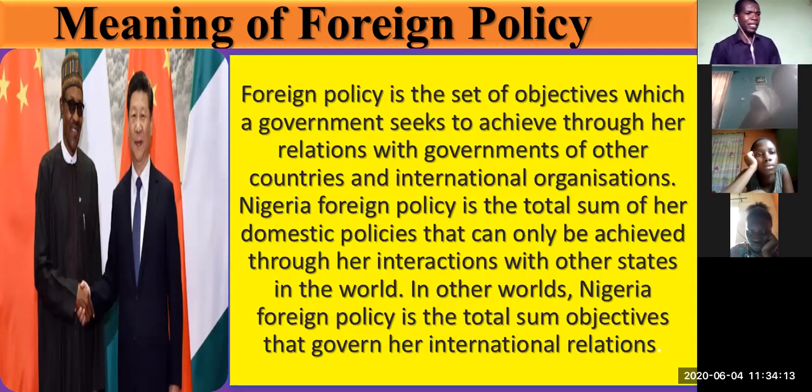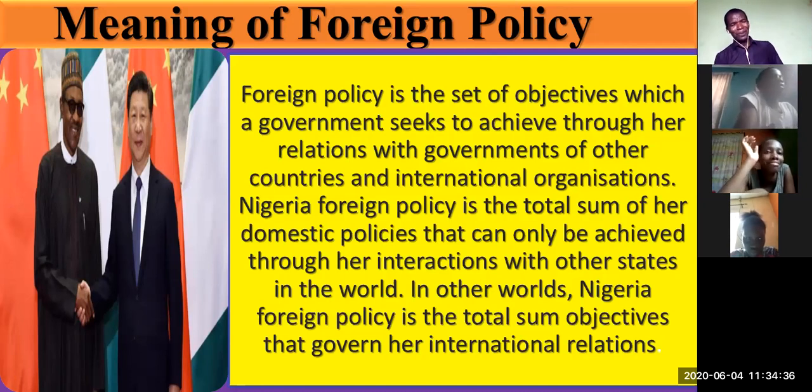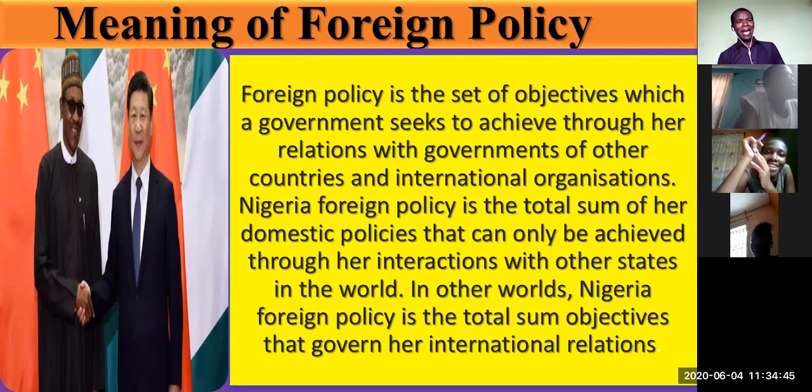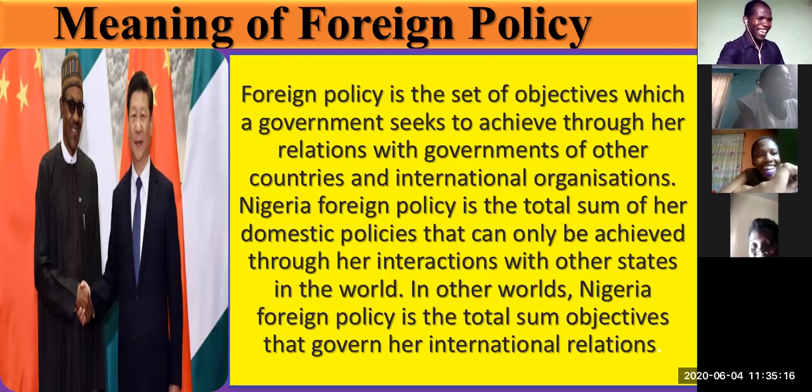I have given you a picture here. You see President Muhammadu Buhari and the Chinese president, Xi Jinping. You know the name. Jessica, you laugh. Okay, I don't need to spell the name. Z is Z-I. Jinping is J-I-N-P-I-N-G. Don't allow my teeth to fall off, or you pay for it. Xi Jinping. That is the Chinese president.